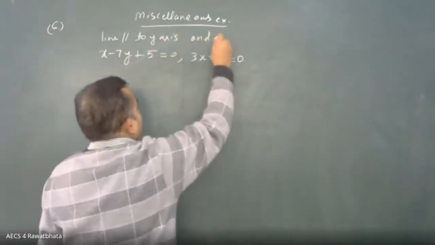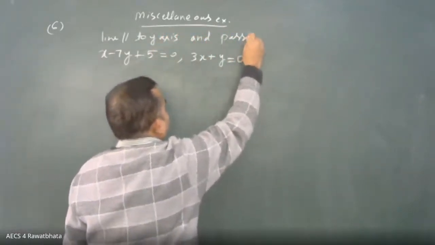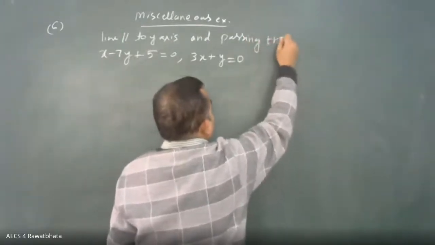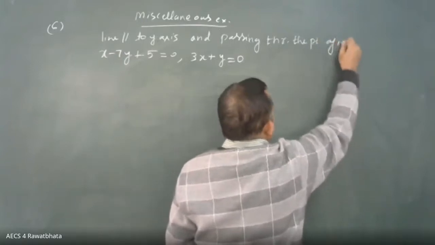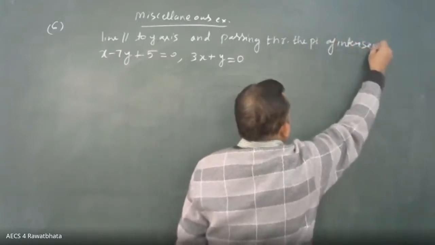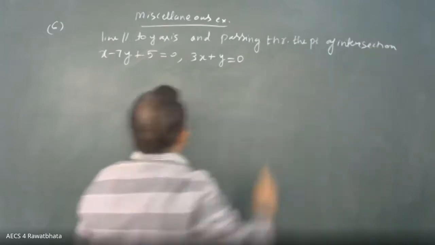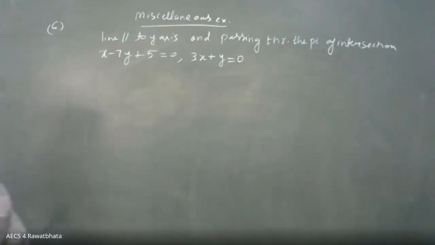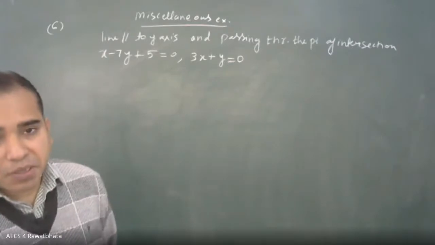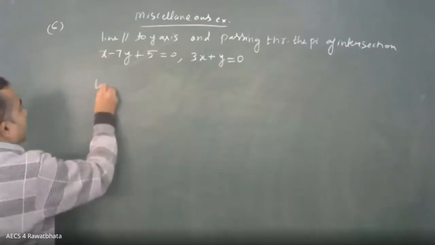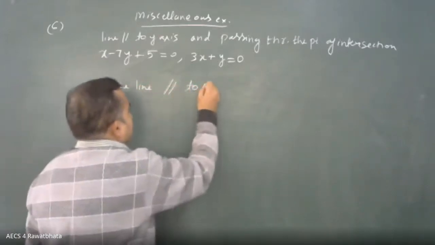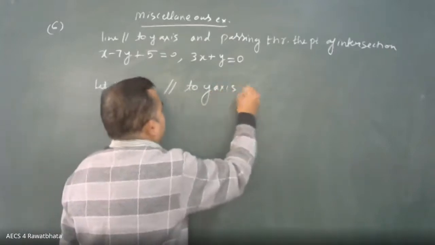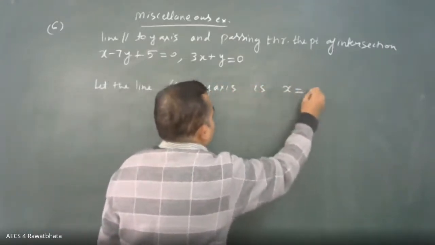Passing through the point of intersection of these two lines. So someone tell me in the class, what should be the equation of a line parallel to the y-axis? Students, x is equal to a. Absolutely. So let the line parallel to the y-axis be x equal to a.